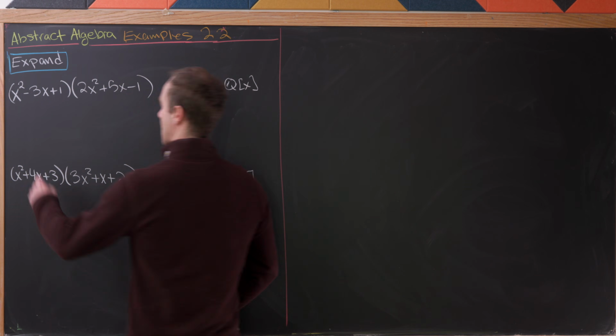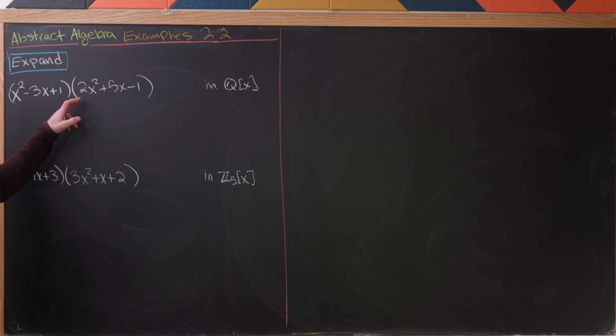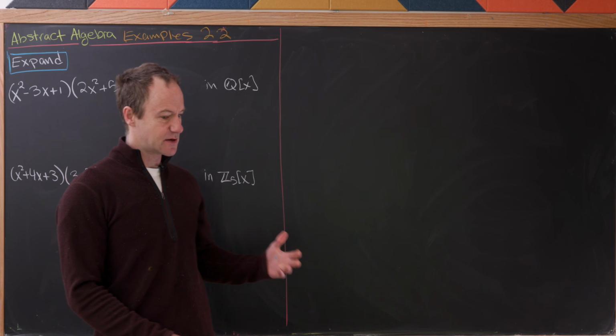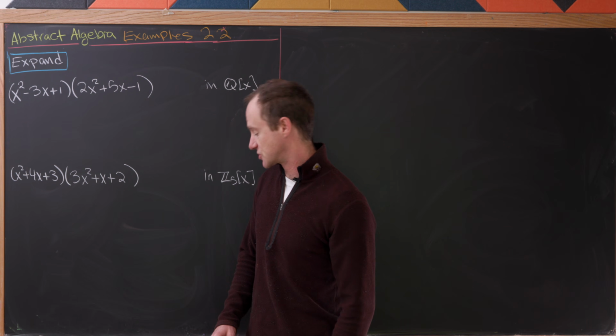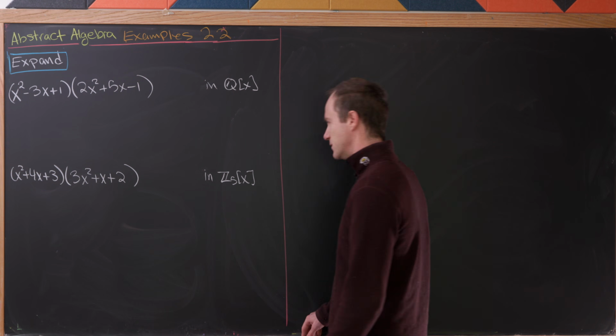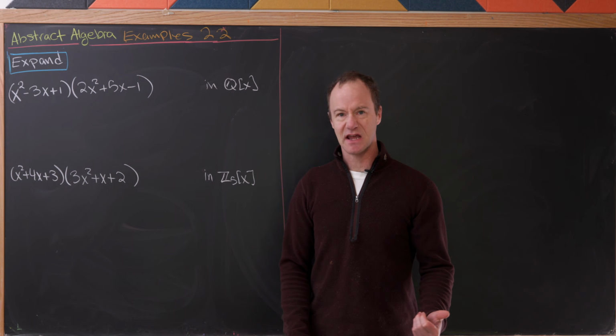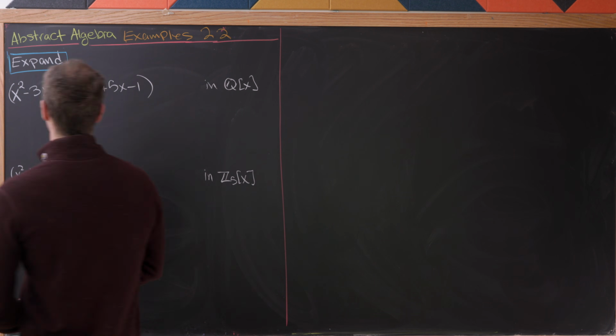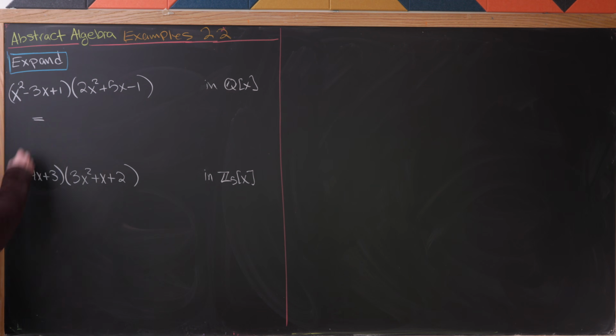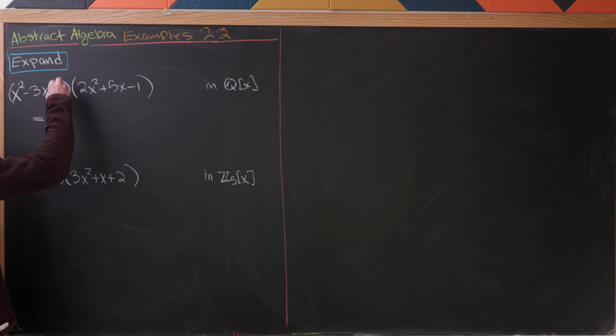So let's look at x squared minus 3x plus 1 times 2x squared plus 5x minus 1 in Q adjoin x. So that's the polynomial ring where the coefficients are seen as rational numbers. So this expansion would be essentially exactly the same as what you might do in a calculus type class. Okay, so we just have to make sure we distribute everything from the first term to the second term.